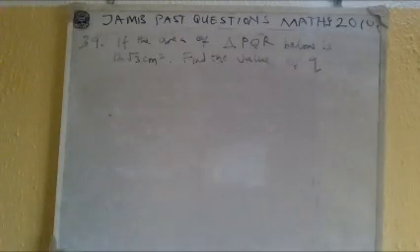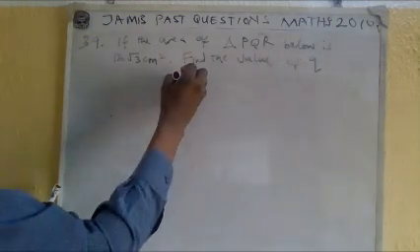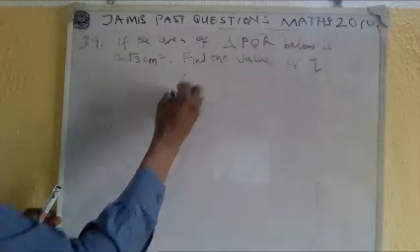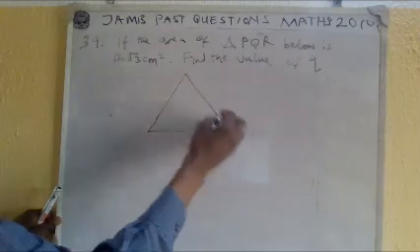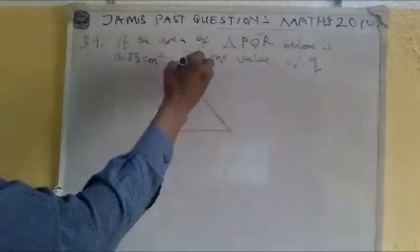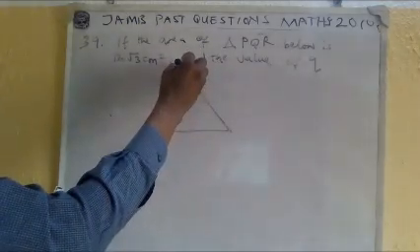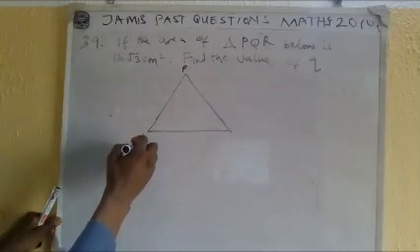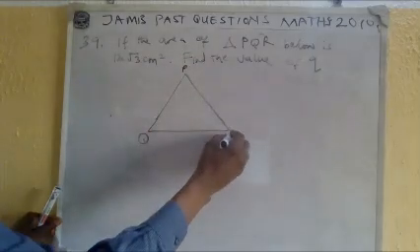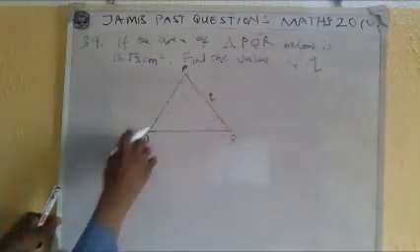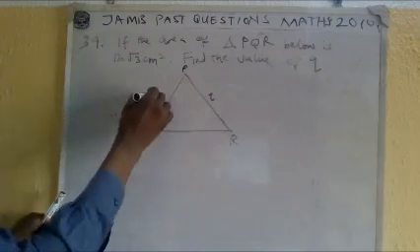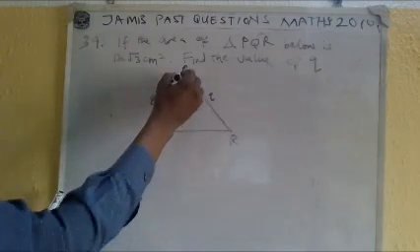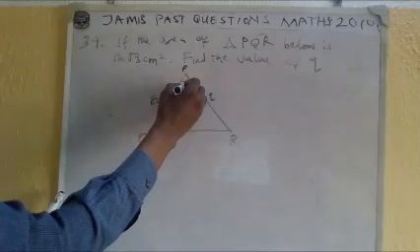Okay, so let me draw the triangle below. This is the triangle. This is P. This is Q. And this is R. This is small q. Then this side is 8 cm. And the angle in between these two is what?